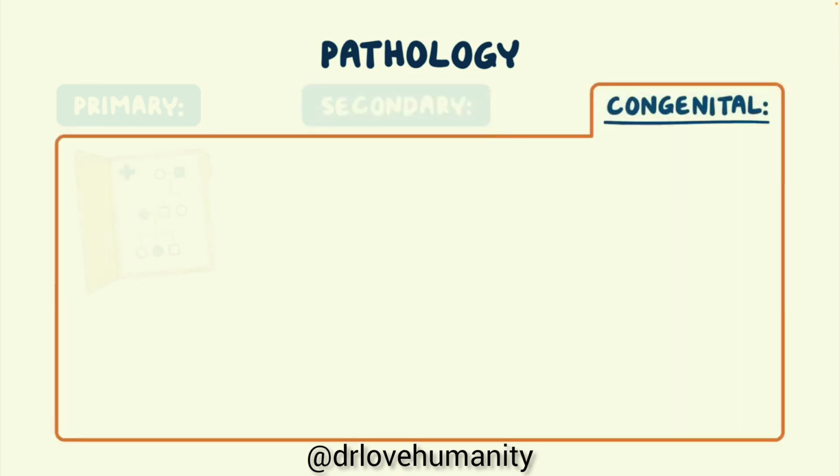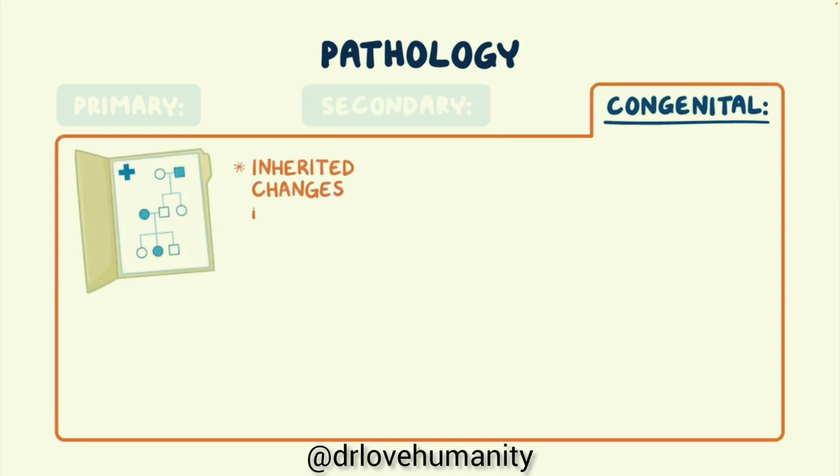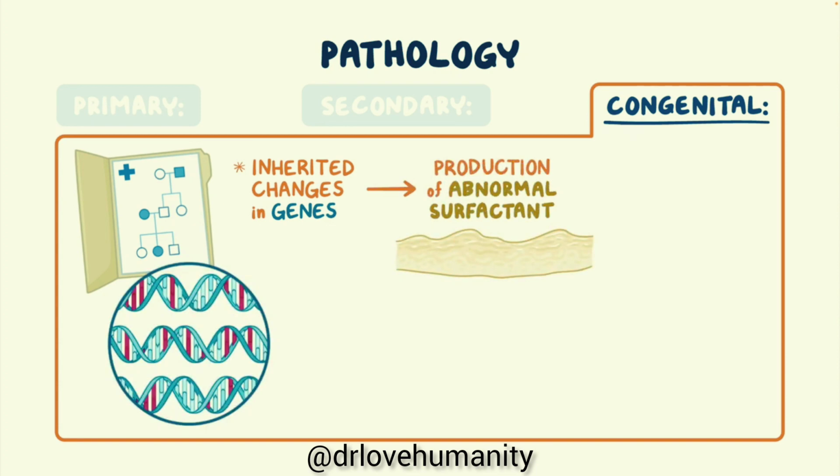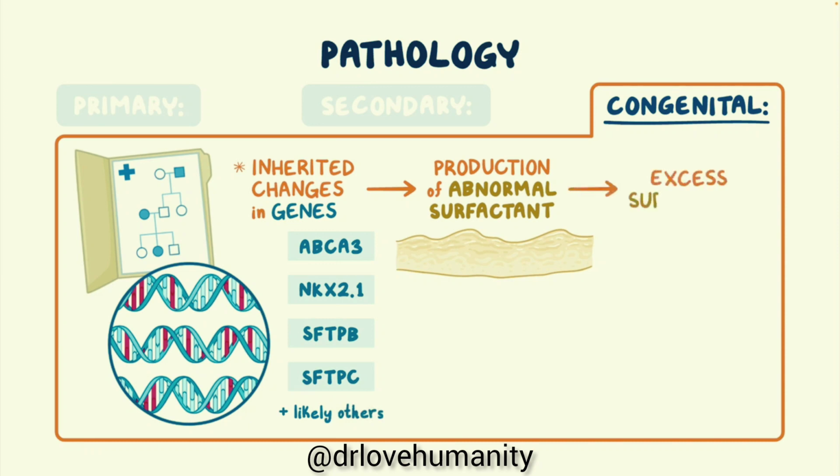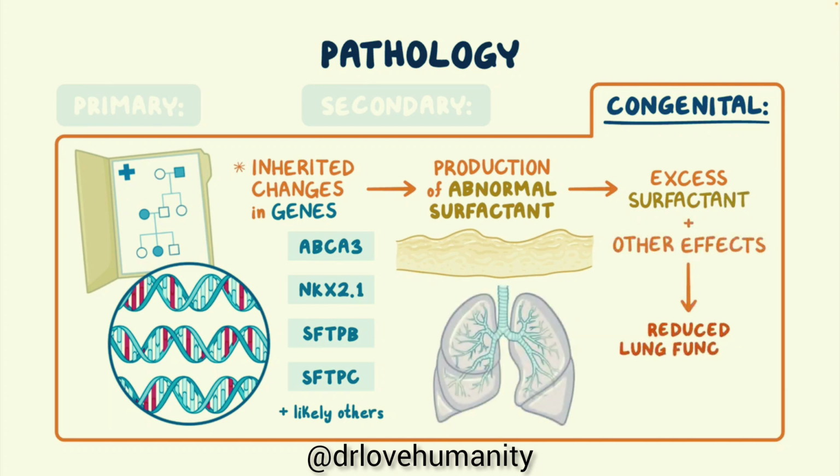Congenital PAP occurs in individuals with inherited changes in genes that cause the production of abnormal surfactant. These genes include ABCA3, NKX2.1, SFTPB, and SFTPC, but there are likely other genes yet to be discovered. The abnormal surfactant not only leads to excess surfactant in the alveoli, but other effects that cause reduced lung function or respiratory failure.